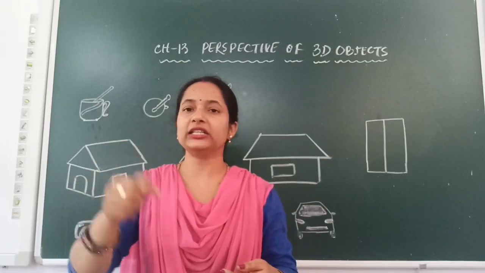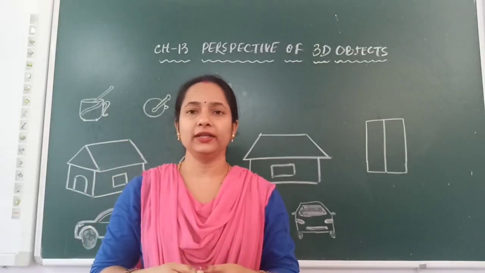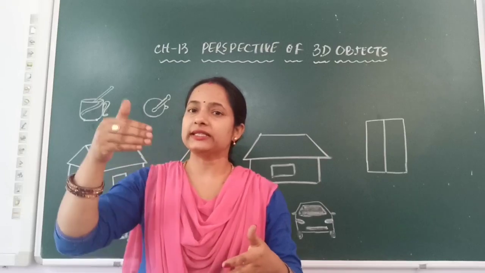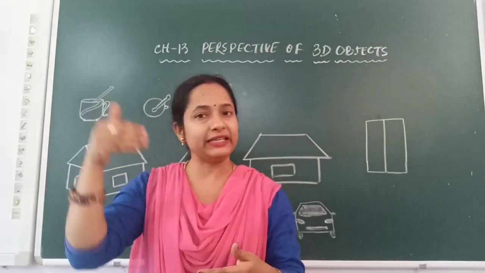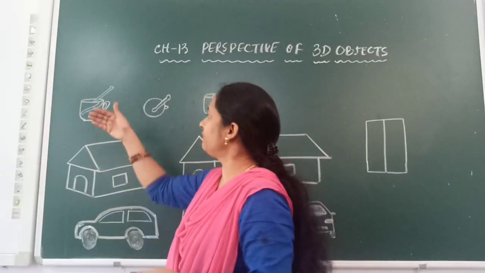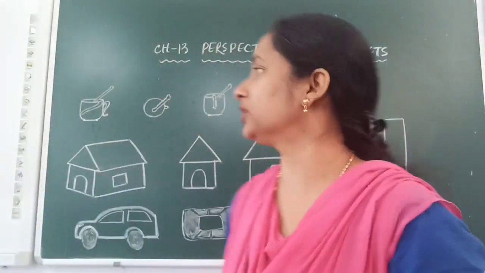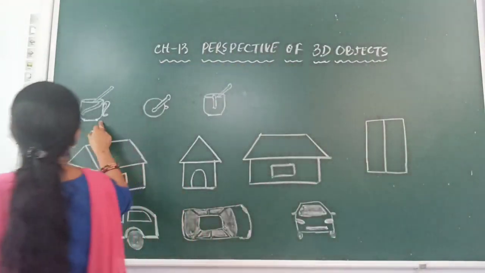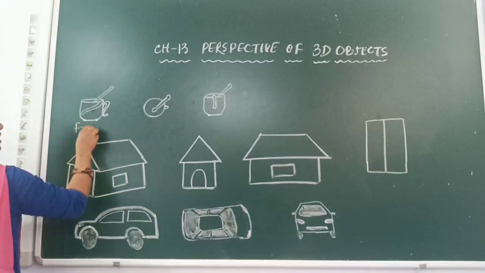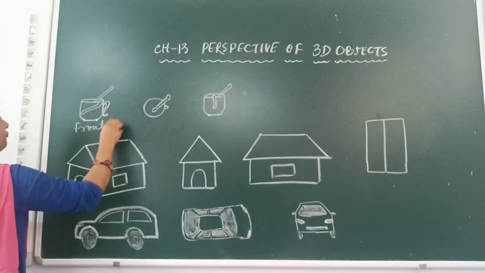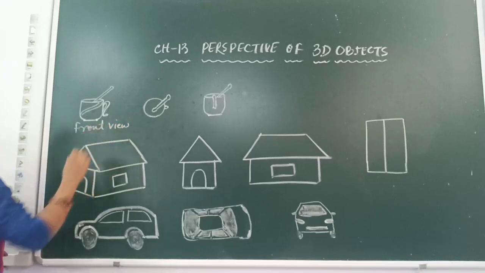Can you see the spoon completely? No, because some part of the spoon will be hidden inside the cup. If you are standing exactly in front of it and try to view the cup, then it will look like this. So it is the front view of the teacup.